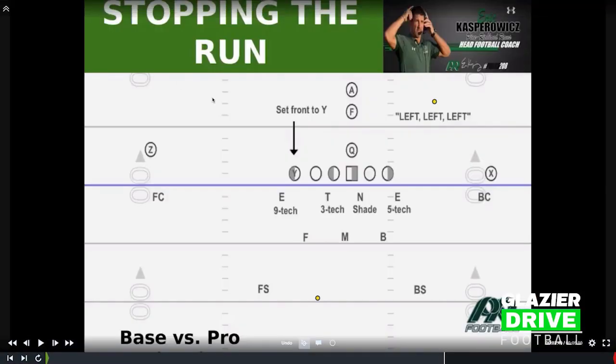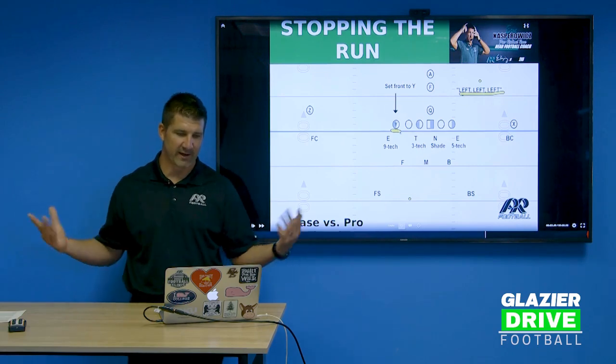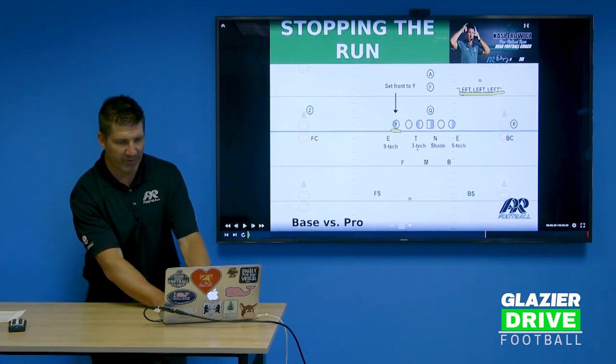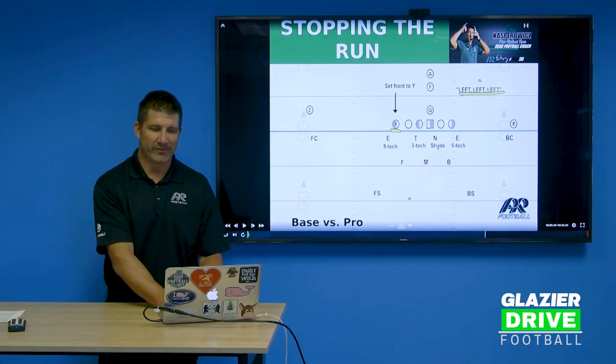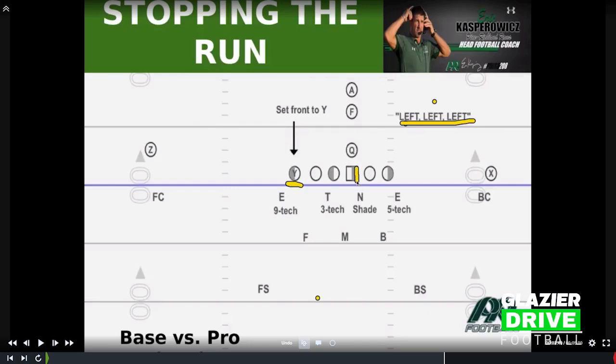All right, there we go. So left, left, left because of the tight end. We always set the front to the Y, and that's what we call our tight end. We have a 9 technique, a 3 to the side of the call. And then we have a shade. Again, camp rules. We are in a shade. And then we're in a 5 on the back side.